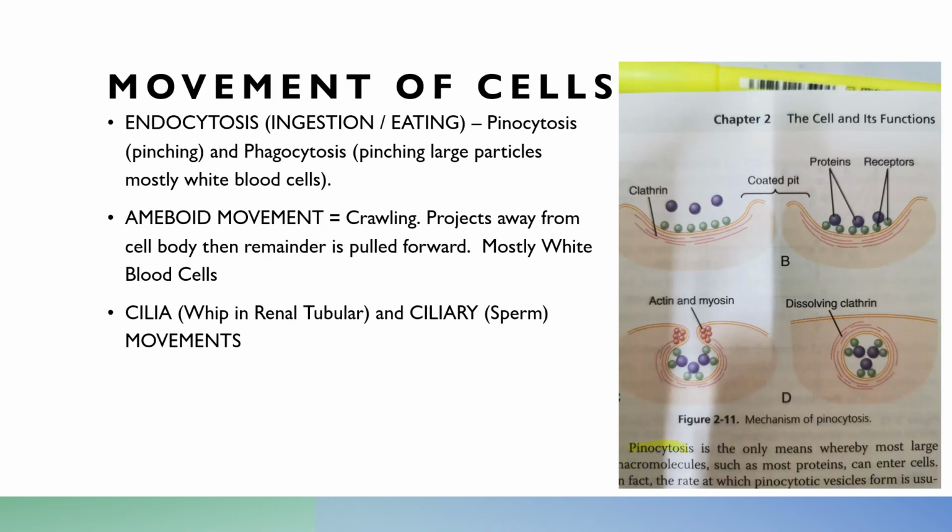Last one is the movement of cells. Cells can also move. There are a few ways the cells can move. One is endocytosis. Endocytosis means eating food. The small eating, of course, can pass through the membrane of the cell and come in. But the big eating, especially for white blood cells, is called phagocytosis.